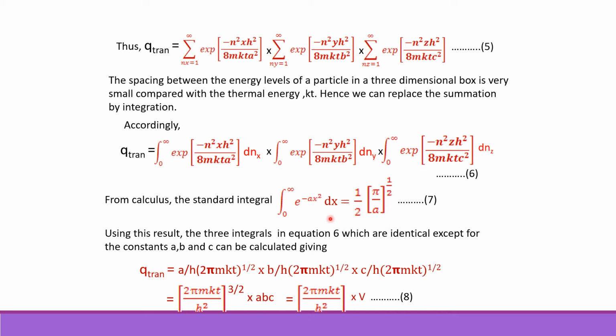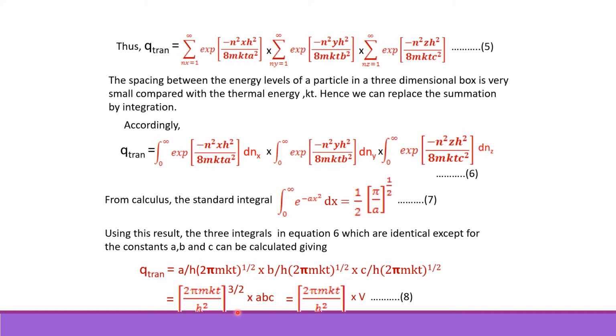So applying this standard integral formula to evaluate each individual integral, we write the three integrals in equation 6, which are identical except for the constants a, b and c. It can be calculated, giving q translational equal to a divided by h divided by (2 pi mkt) raised to the power half, into b divided by h divided by (2 pi mkt) raised to the power half, into c divided by h divided by (2 pi mkt) raised to the power half. So how have we got this step? We have applied this standard integral formula to each of these integrals, and according to the standard integral formula, we have evaluated the answer of these three integrals and the answer is given in this step.